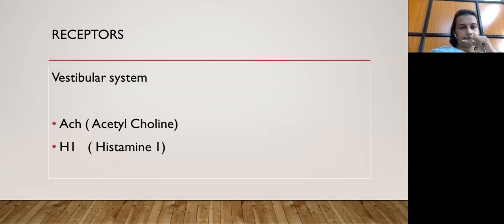Next slide, please. Then the vestibular system. Motion sickness causes nausea and vomiting, so the vestibular system is responsible for that. The receptors involved are acetylcholine and histamine. Next slide.